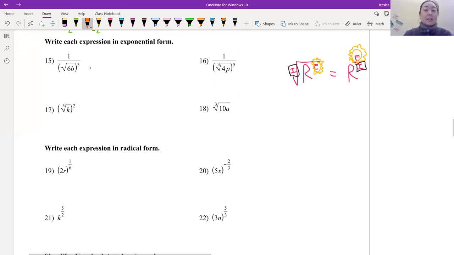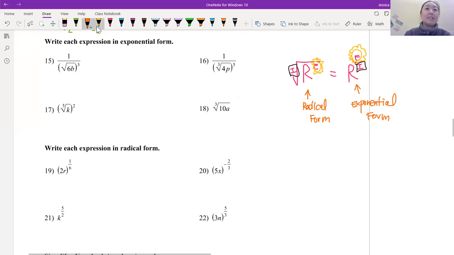So here we go. The one on the left is called radical form. You know why? Because there are radicals in there. And this one is called exponential form. You know why? Because there are exponents in there.